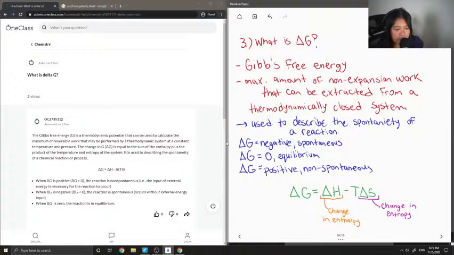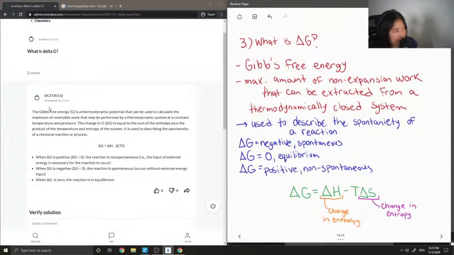So entropy kind of describes the randomness of a system. When a system increases in entropy, then it becomes more random and more disordered. When it decreases in entropy, then it's less random. Okay, so let's see what our junior tutor said.